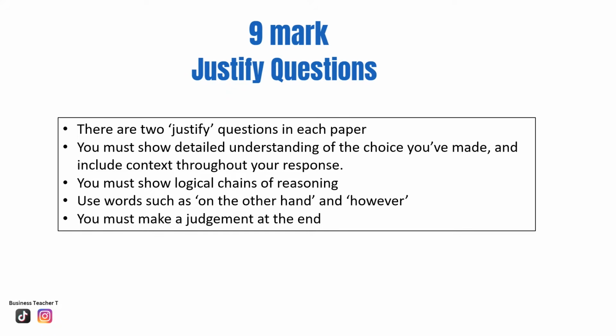And then you also need to ensure that you're evaluating. Now, when you're evaluating, when you bring in that paragraph on evaluation, use words such as on the other hand and however to show the examiner that you're focusing on an alternative viewpoint, and state why that option might not be that good. You must at the very end have a judgment. Examiners want to see a clear overall judgment to evaluate your decision.